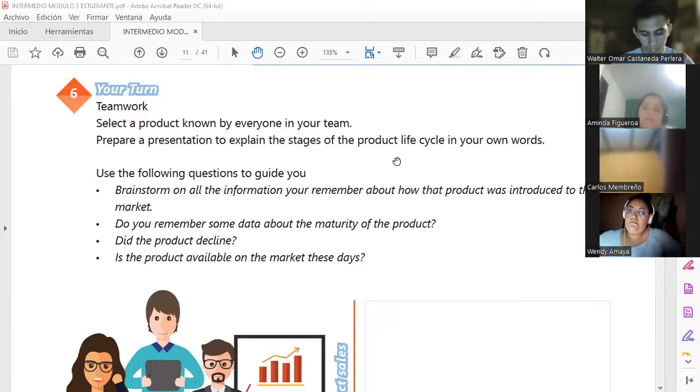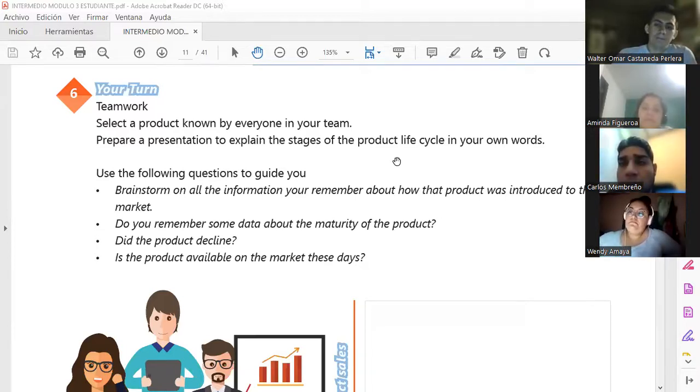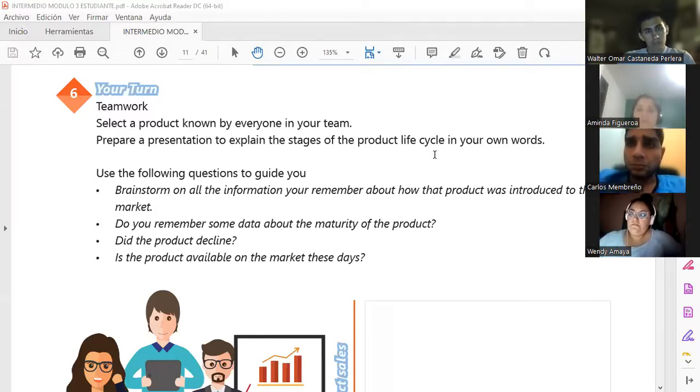For example, let's talk about Bracos. Bracos is a brand of shoes, right? So you can say Bracos was introduced in El Salvador in 1970. And so on. So you describe the four stages of the product life cycle about Bracos shoes. I believe they're still selling the product in Pardos, the shoe store Pardos. This is one example.